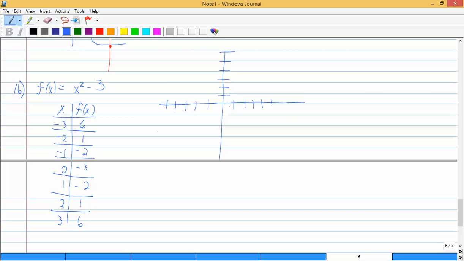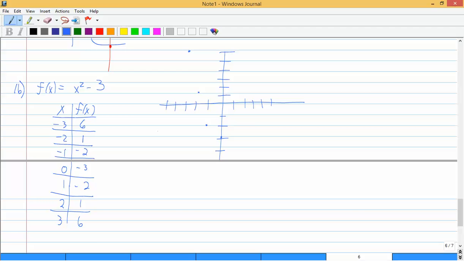Alright, and so negative 3, 6 is up here. Negative 2, 1 is right here. Negative 1, let me put some negatives here. Negative 1, negative 2 is right here.